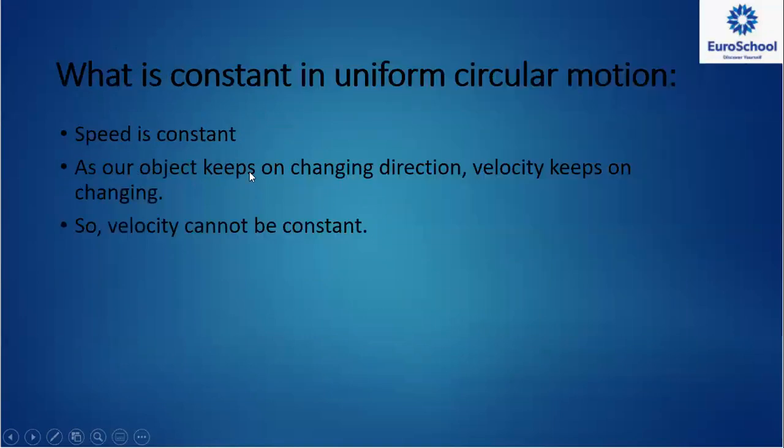As our object keeps on changing direction, velocity keeps on changing. Now, speed is constant. Speed is a scalar quantity. It has only magnitude but no direction. So when you are talking about speed, you are only worried about the magnitude. How much distance the object has covered, you are only worried about that.